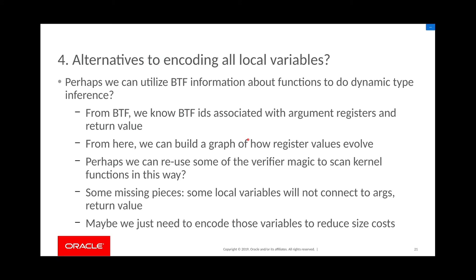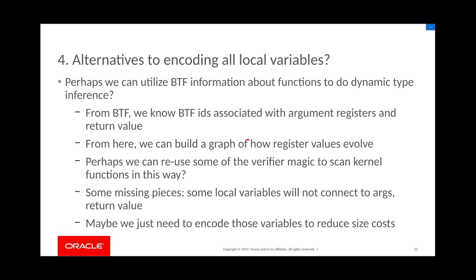Are there alternatives? Well, for BTF, we know information about the argument registers and return values. So perhaps we could build some sort of graph of how register values evolve during the execution of a function. Perhaps there's something in the verifier that does that kind of type tracking that we could repurpose to actually scan kernel functions rather than BPF code in this way.